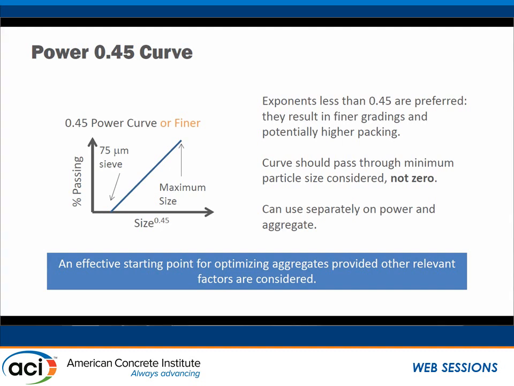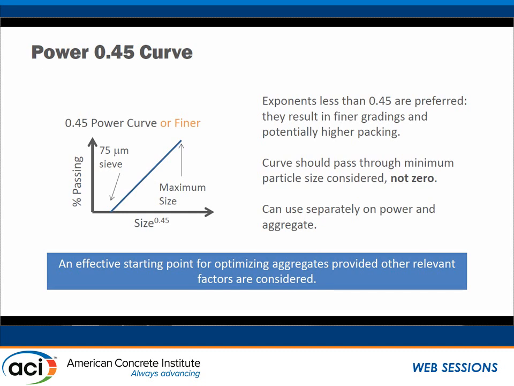And you have the size here raised to the 0.45. You have a line that goes from the maximum size to the minimum size. So if you're looking at just coarse aggregate, you would obviously do it to the number 4 sieve. If you're looking at just the coarse and fine, you would draw to the 75 micron sieve. If you're looking at powder, you would maybe take it down to 0.